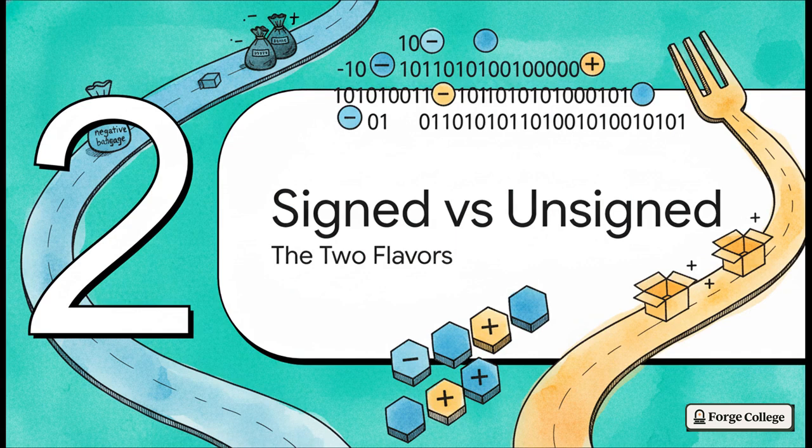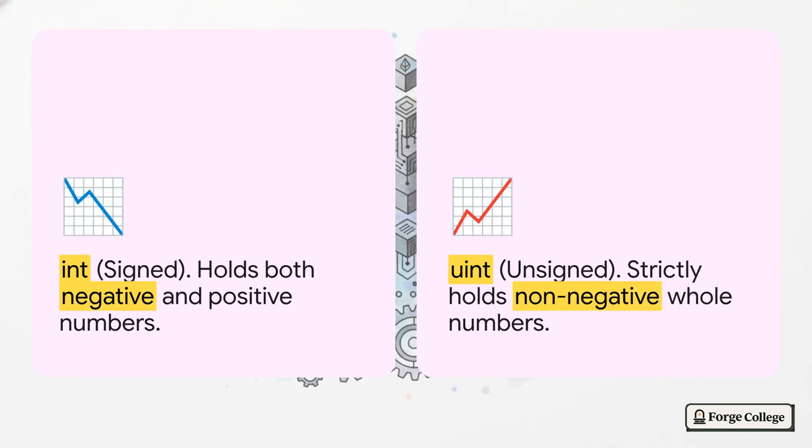Moving right along to Section 2, signed versus unsigned types, the two flavors. This is actually our first major architectural decision when writing code. You've got to decide right up front whether your variable will ever need to carry the emotional baggage of being a negative number. It's a fundamental fork in the road for your design.